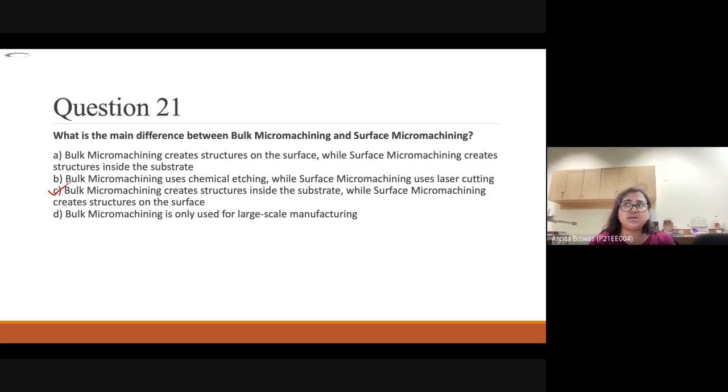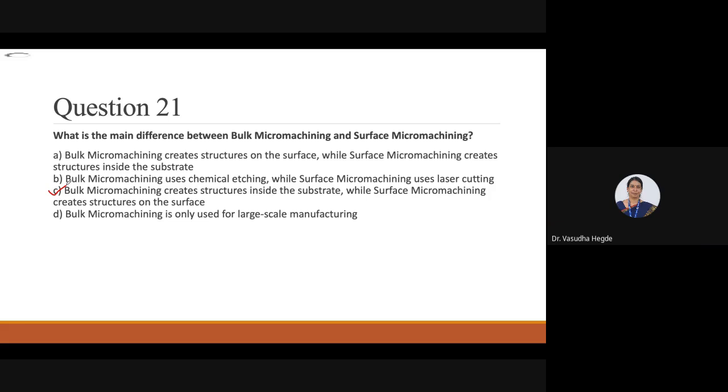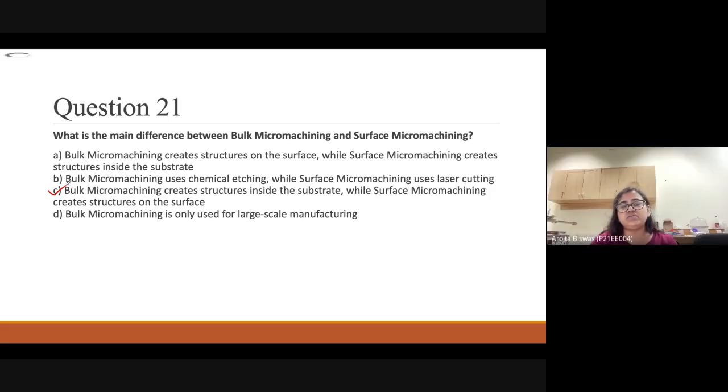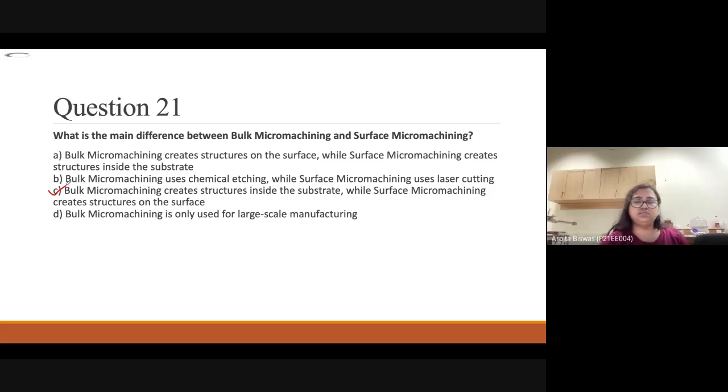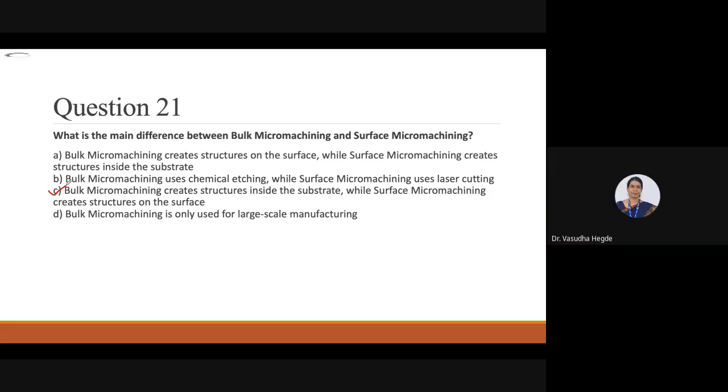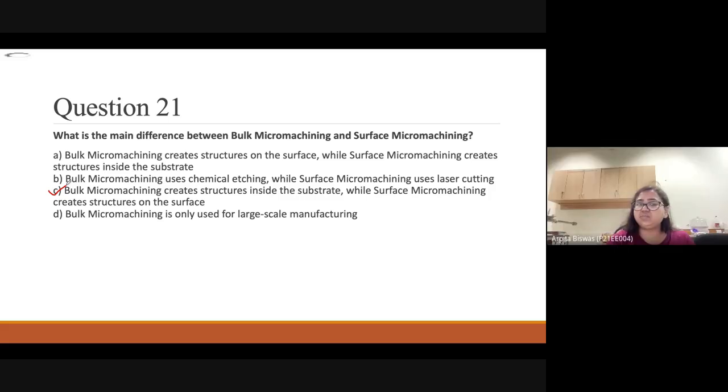Can you give an example, like a micro cantilever? Can you explain the process, and which one is it, surface or bulk? Micro cantilever can be fabricated using both methods. In the case of surface micromachining, it is above the wafer, and in the case of bulk micromachining, the cantilever beam actually aligns with the surface of the wafer. The trench is inside.